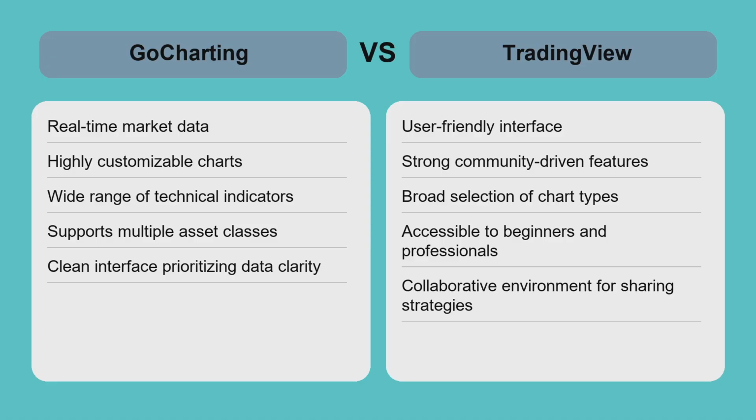For example, a day trader focused on detailed setups might prefer GoCharting's advanced tools, while the swing trader looking to learn from others may lean towards TradingView. Both platforms cover multiple asset classes, but GoCharting offers more granular control, whereas TradingView provides a more engaging user experience. Trade-offs include GoCharting's complexity versus TradingView's social advantages.